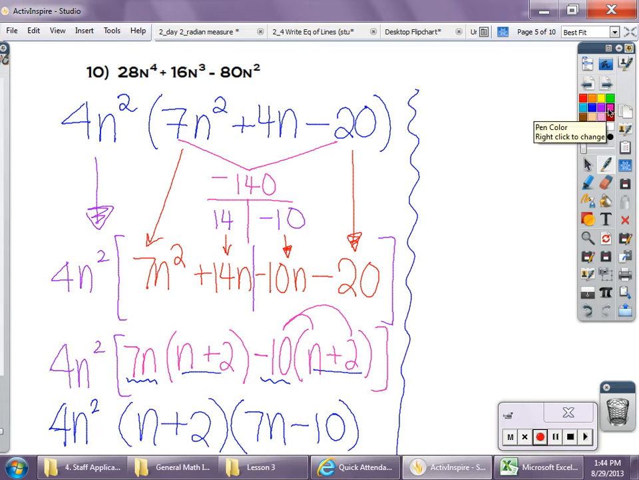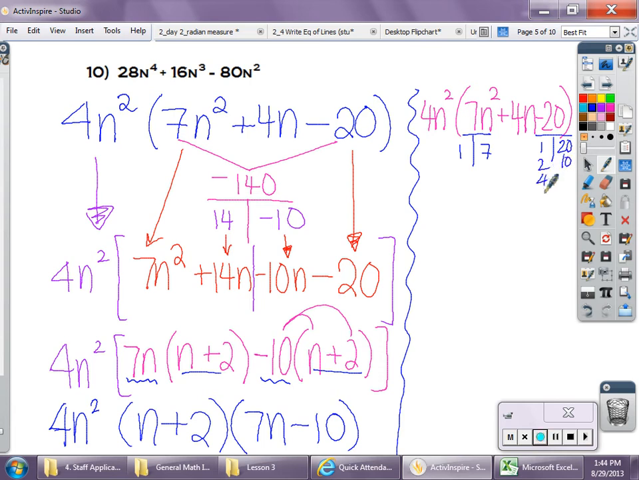I'm going to take the first step, which is the same for both sides, factor out the GCF. Always makes it easier. Next step, I'm going to write the factors of 7, which are 1 and 7. Factors of 20: 1 and 20, 2 and 10, 4 and 5.